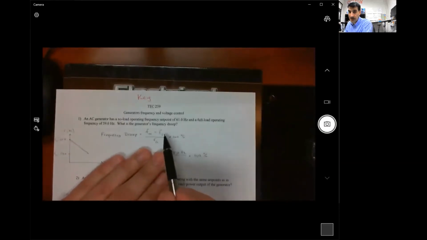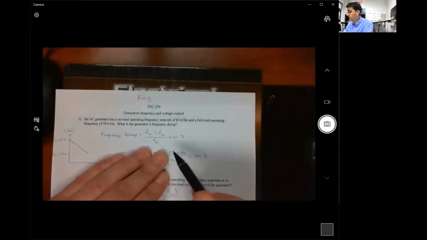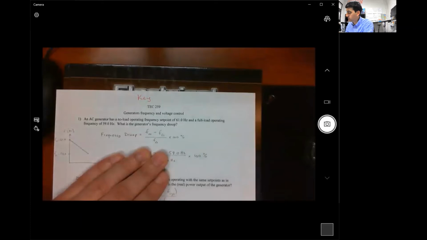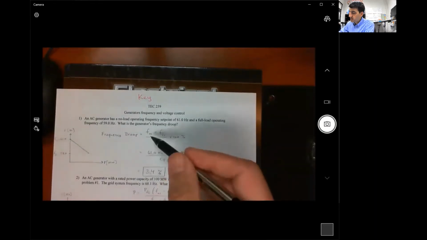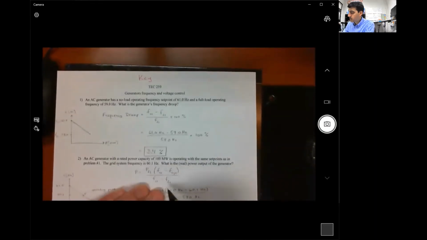If we look at our droop equation, we know it's equal to 2% in number 3, so maybe we can use that. But look at this equation too. It uses the no load frequency and the full load frequency, so I can't directly use that either. So I'm actually going to have to use both of these equations, the droop equation as well as the power equation, and solve for the no load frequency in terms of the full load frequency, or vice versa. I could solve for the full load frequency in terms of the no load frequency.